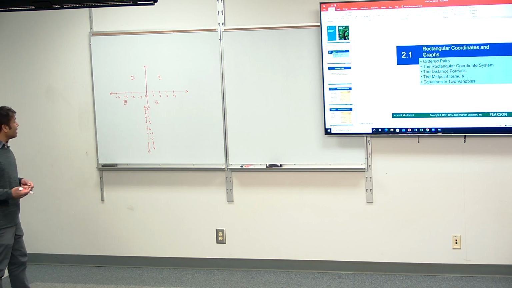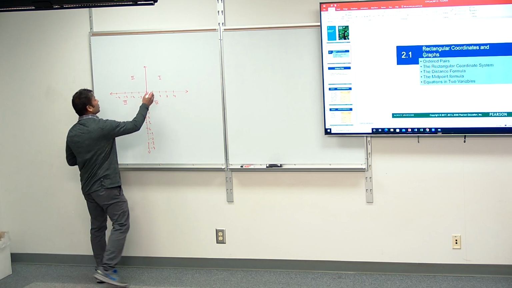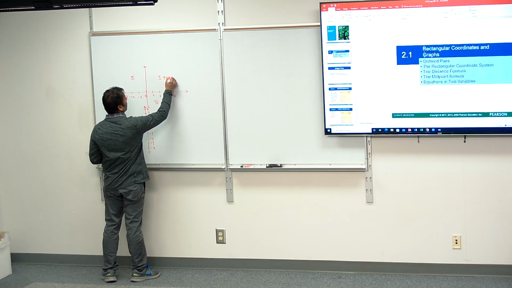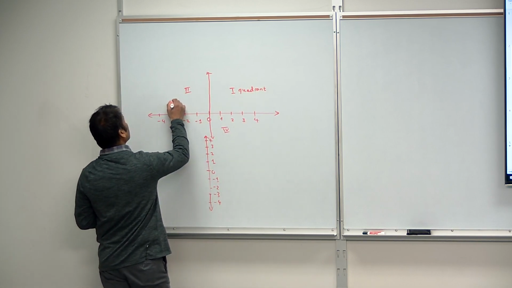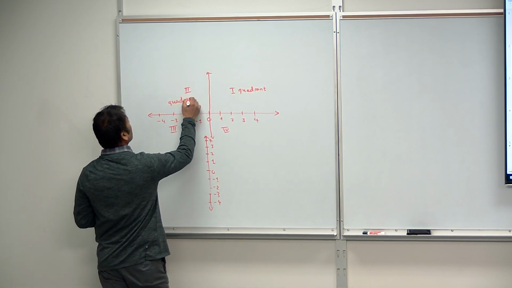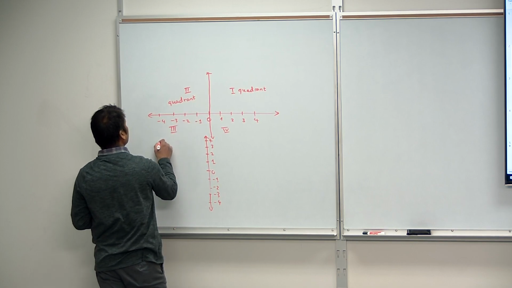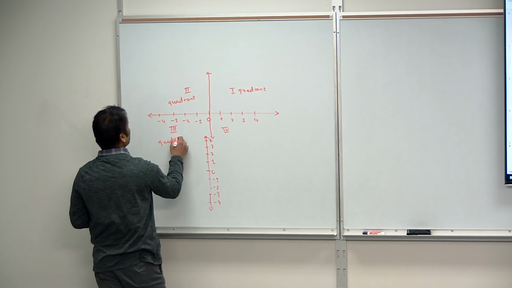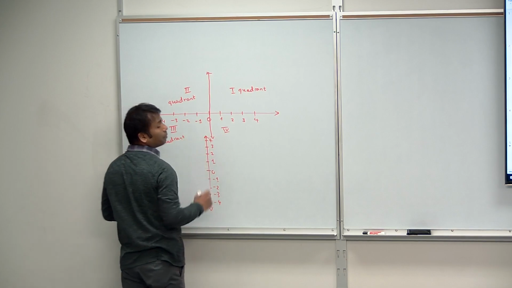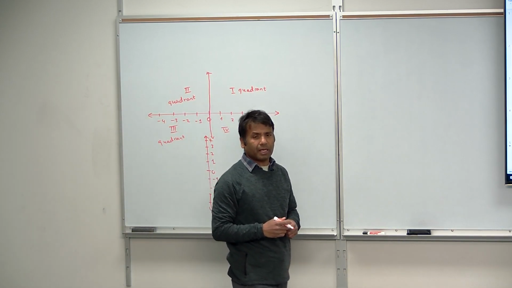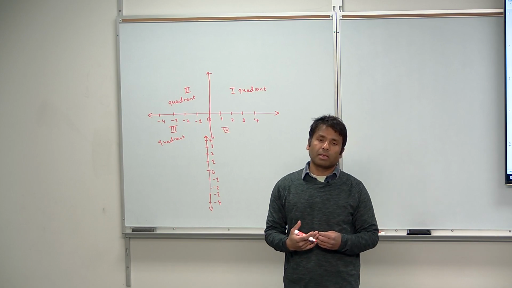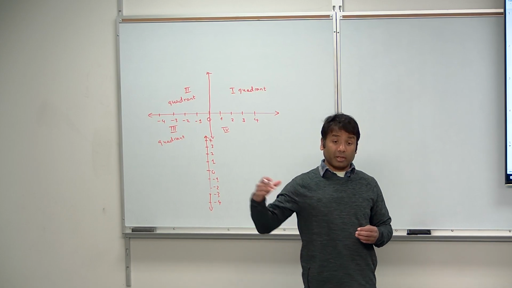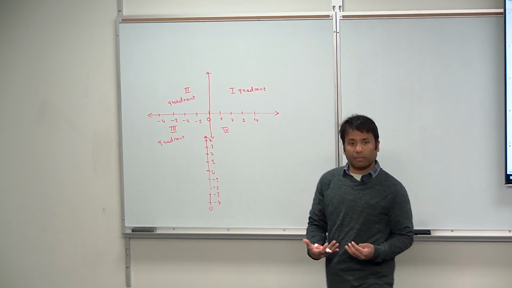Each part is called a quadrant. So this is the first quadrant, and this is the second quadrant, right? And this is the third quadrant. And this is the fourth quadrant. That makes sense? So this is a rectangular coordinate system.